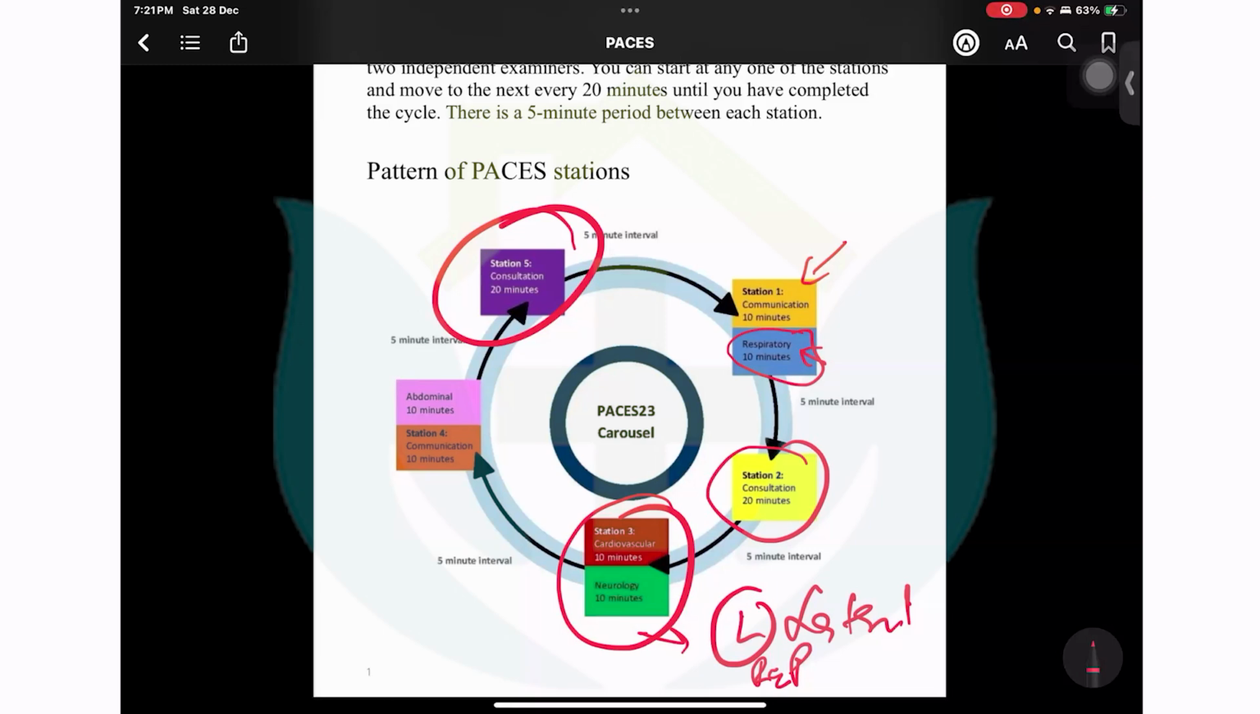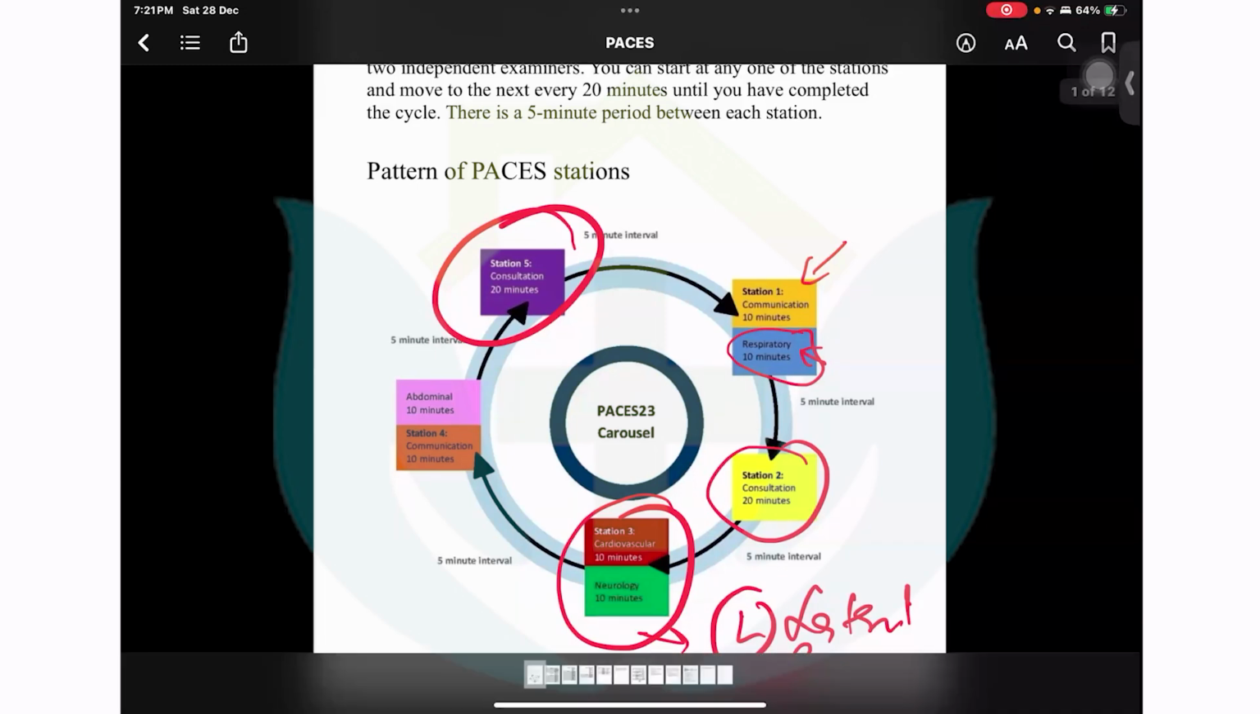They work in NHS. In NHS, everything is paid by the government. So if you are ordering an investigation in which you are not going to change the outcome or the prognosis or the treatment of the patient, you are not supposed to get that investigation done. So they'll be assessing you on that. So there will be abdominal station, and then communication, of course, they'll be trying to see how you communicate with the patient. Am I clear on this?